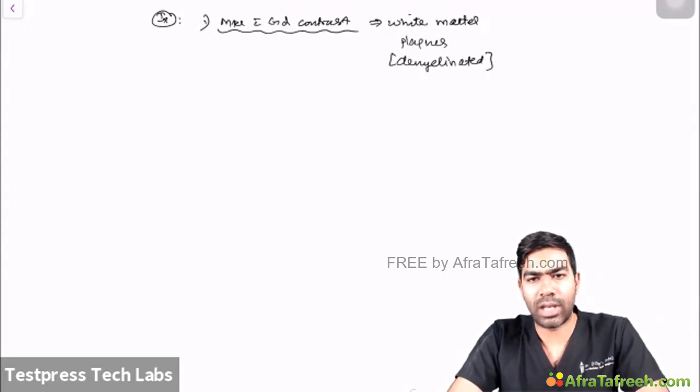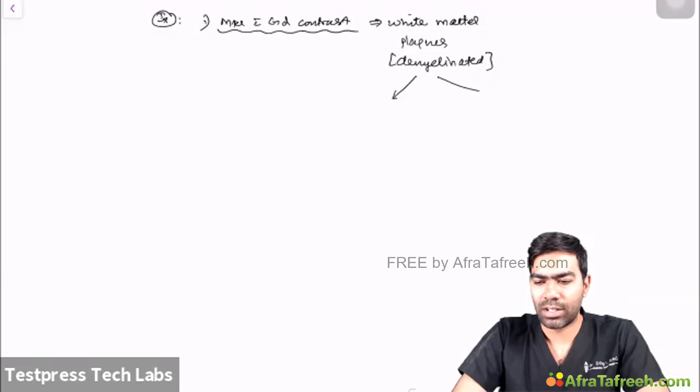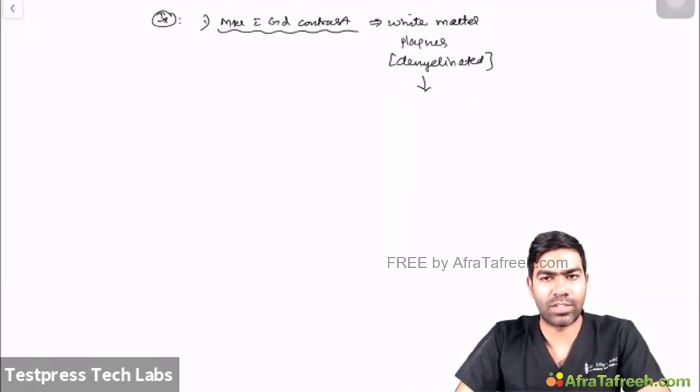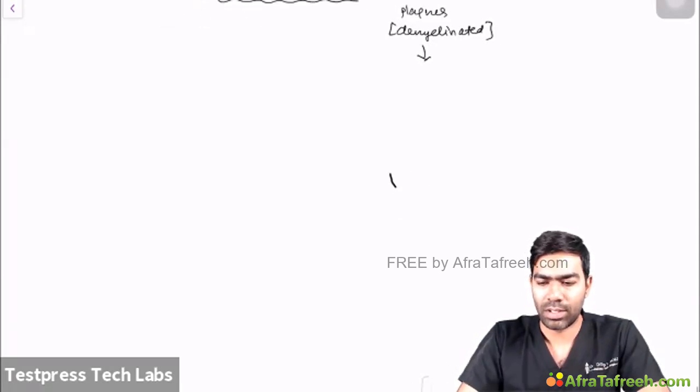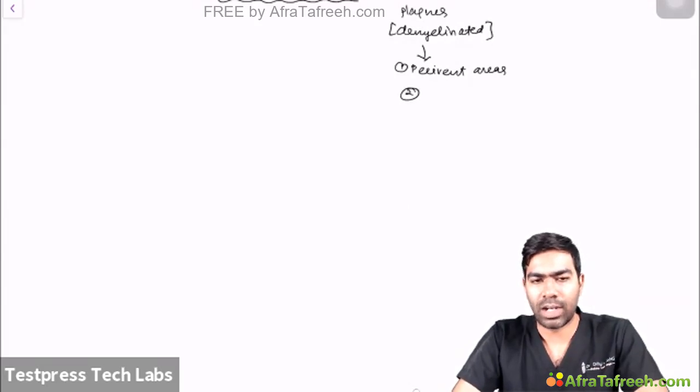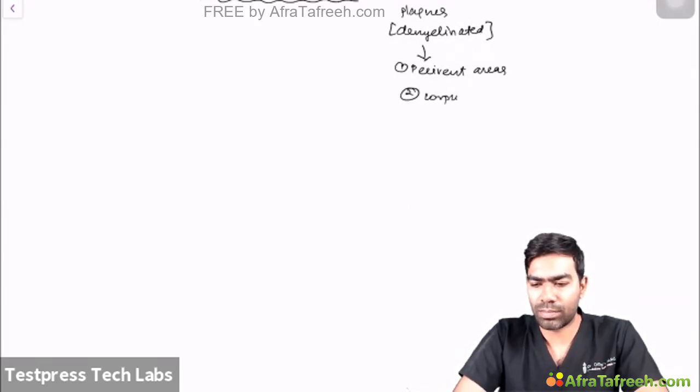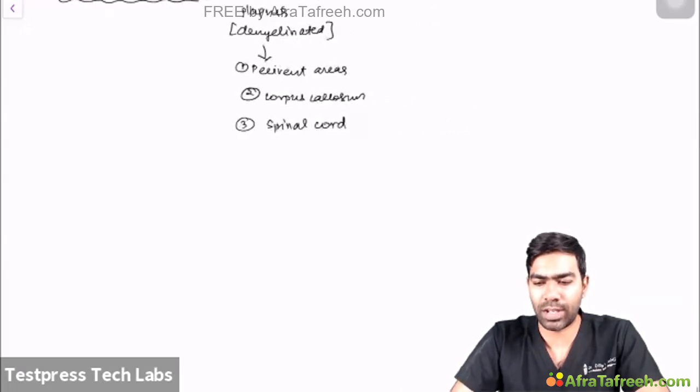And there are some MS specific lesions. So what are the MS specific areas? If you see plaques in these areas, they're very specific for MS. One is the periventricular area, periventricular white matter. Second is the corpus callosum. And third is the spinal cord. So these are very, very important MS specific areas.